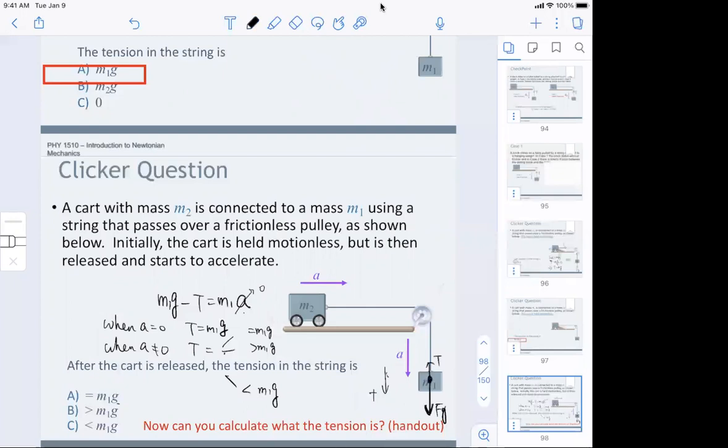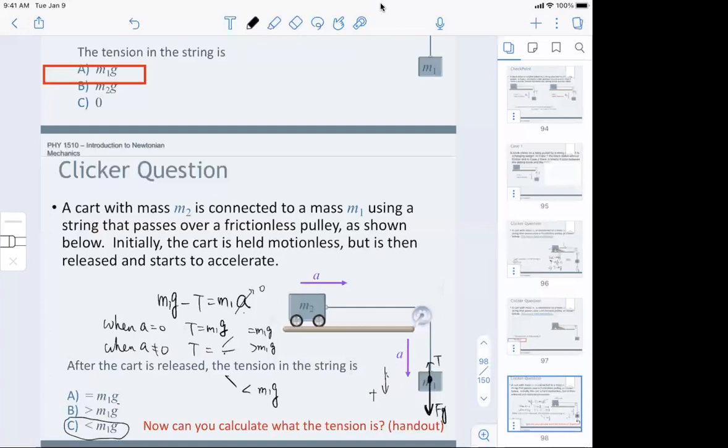So the net force is pointing downward and your acceleration is downward, right? So you can see C is correct. The tension now is smaller than what it was before, also smaller than the weight of gravity. Now let's go ahead and calculate what the tension is.